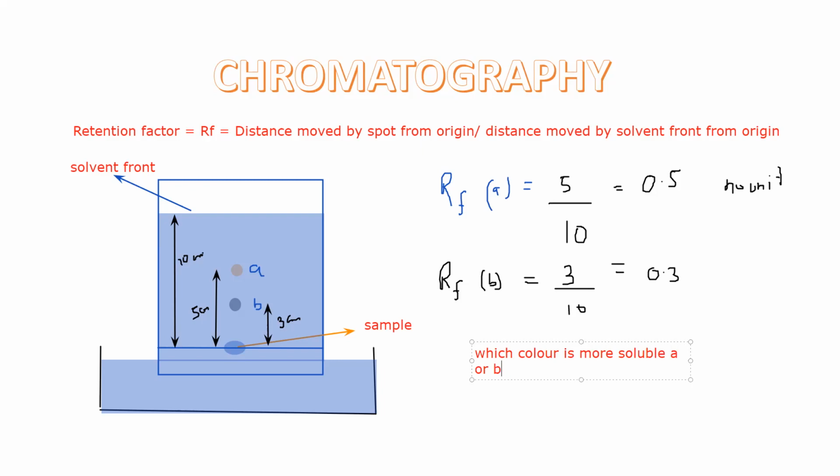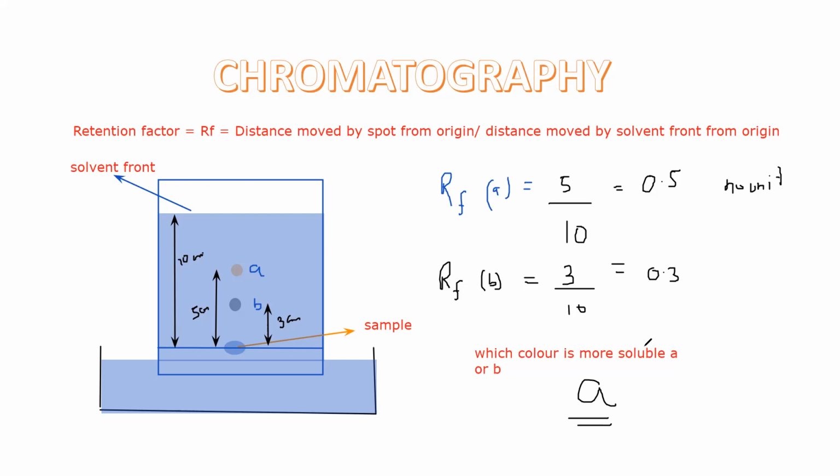Normally, if a question asks which is more soluble, A or B, how can we work it out? A moves to a greater distance from the origin as compared to B. So the one which rises more, the one which has a higher RF value, is more soluble. So in this example, the correct answer is A. A is more soluble than B, as A rises to a greater height from the origin as compared to B.